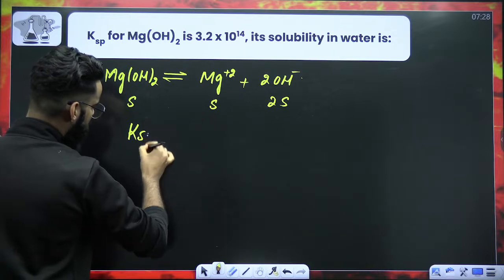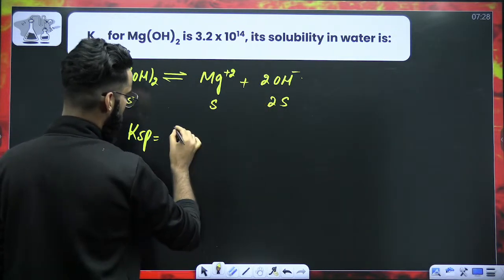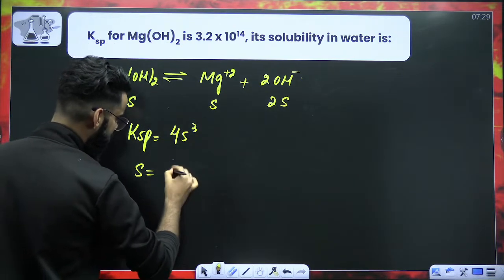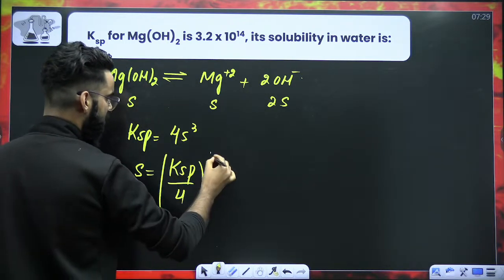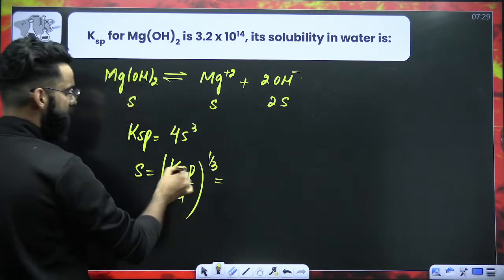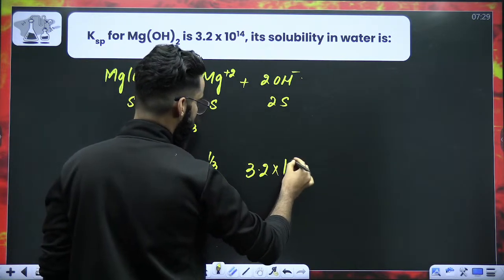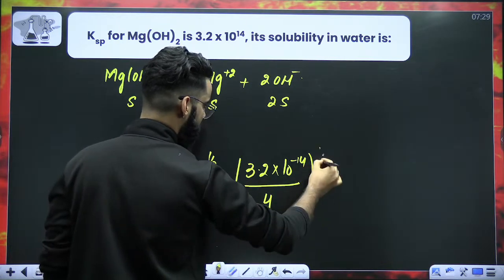What is the expression for KSP? KSP expression will be S multiplied by (2S) whole square, which will be 4S cube. You need to get the solubility. Solubility in water is going to be (KSP divided by 4) whole raised to the power 1 by 3. So what is KSP? KSP value is 3.2 into 10 raised to the power -14, divided by 4, whole raised to the power 1 by 3.